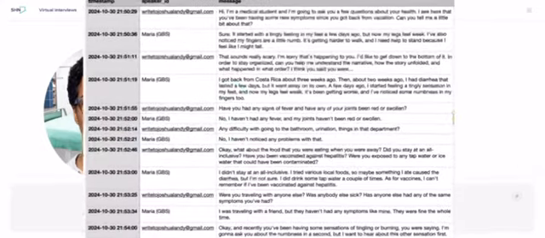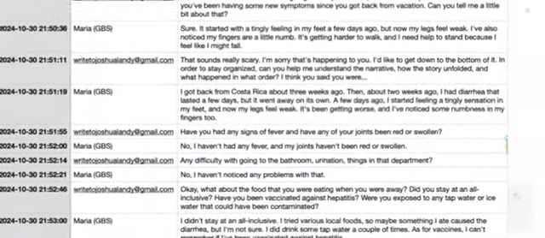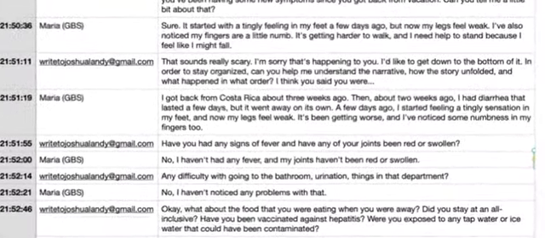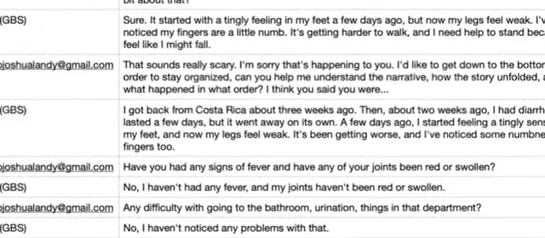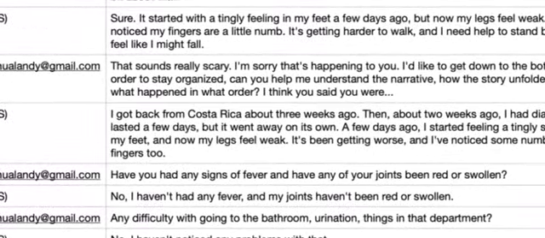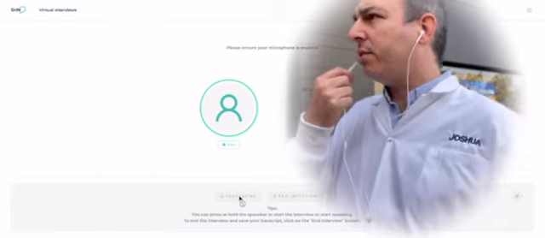Have you had any signs of fever? And have any of your joints been red or swollen? No, I haven't had any fever, and my joints haven't been red or swollen. Any difficulty going to the bathroom, urination, things in that department? No, I haven't noticed any problems with that. Okay, that's good. Why don't we stop there and move on to one of the ethical scenarios?